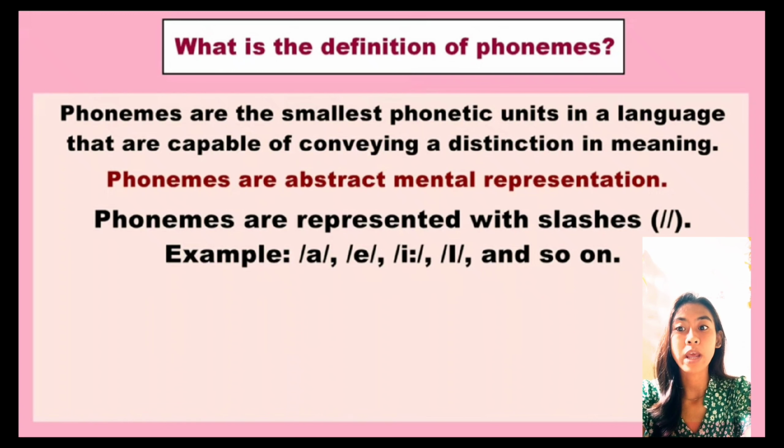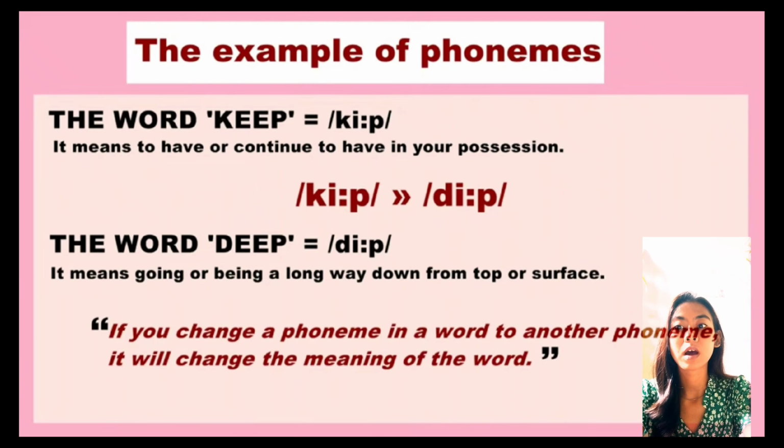What is the definition of phonemes? Phonemes are the smallest phonetic units in a language that are capable of conveying a distinction in meaning. Phonemes are abstract mental representations. Phonemes are represented with slashes. The word keep contains three phonemes: k, i, and p. It means to have or continue to have in your possession. And when you change it into the word deep, the phonemes are d, i, and p. It means going or being a long way down from the top or surface.